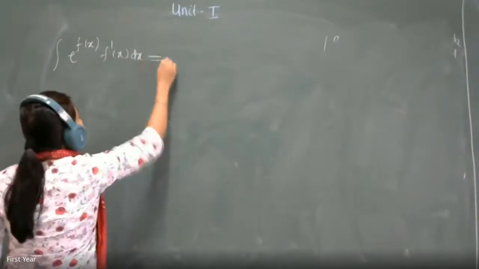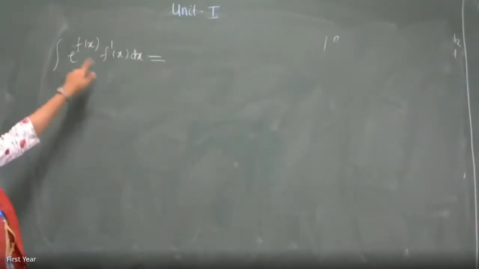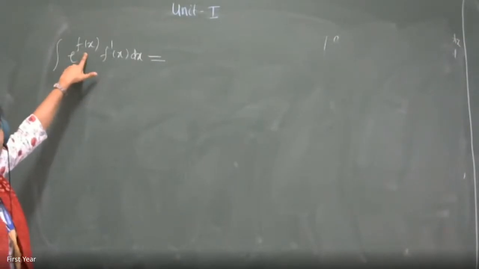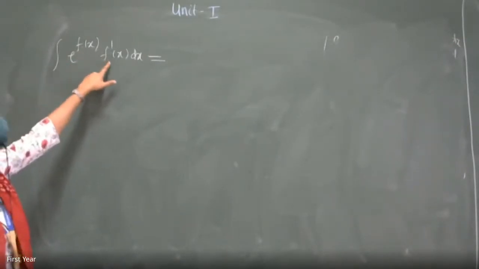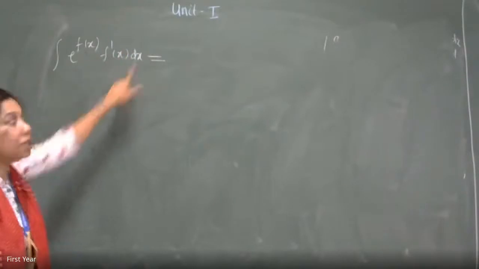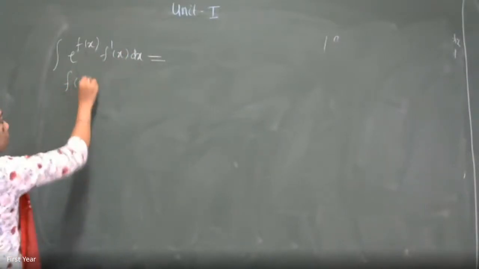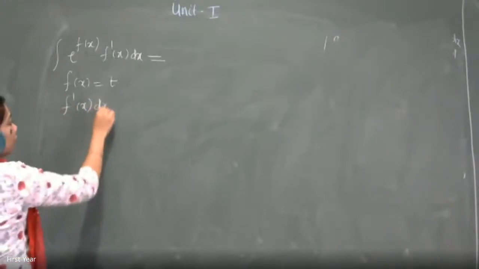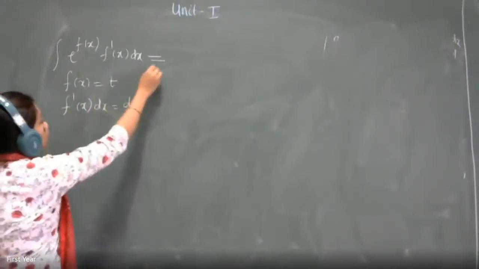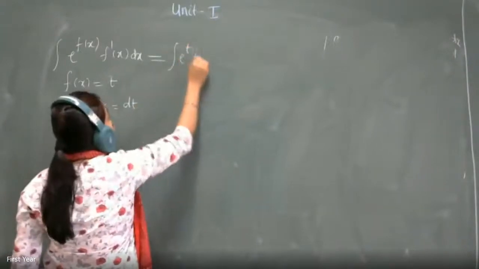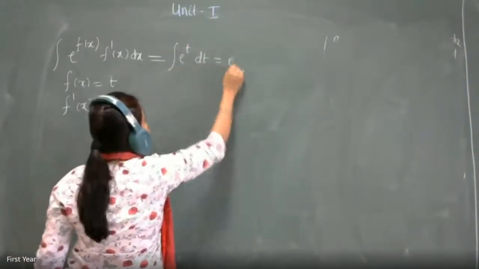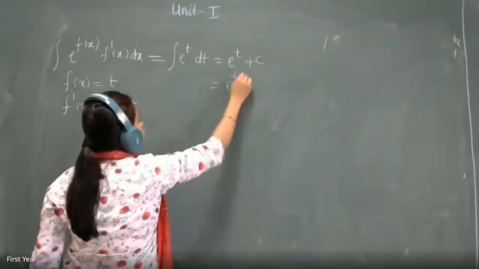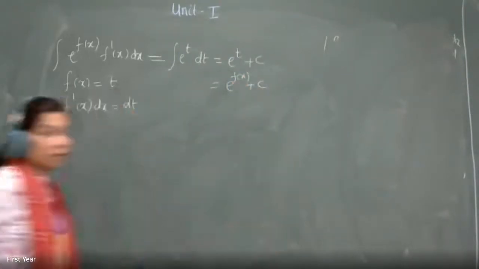Can anybody tell me what will be that? How will we solve it? Put f of x as t. Put f of x is equal to t, then f dash of x dx will become dt, and later this integration will become e raised to t dt. And this integration is just e raised to t plus c. So our answer is e raised to f of x plus c. Clear?